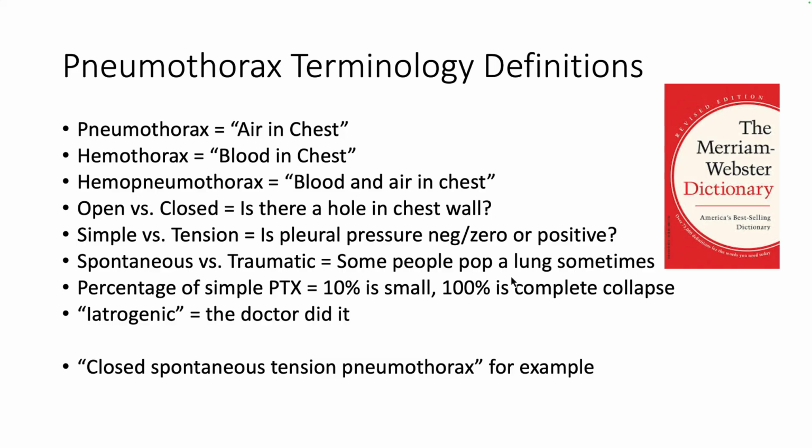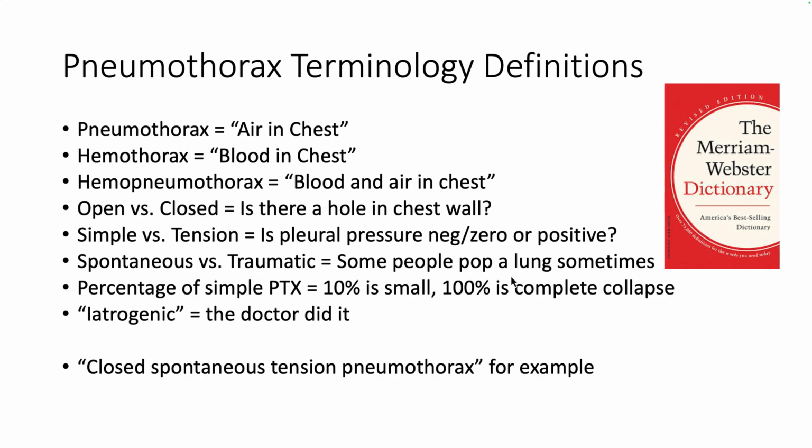Hemothorax, same deal. We just have bleeding instead of air, so there's blood in the chest. Now, generally for our trauma patients, we're going to have hemopneumothorax. Usually we're going to have both a little bit of bleeding and usually a lot more air, and all that it means is just blood and air in the chest.